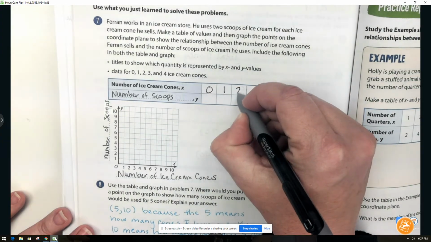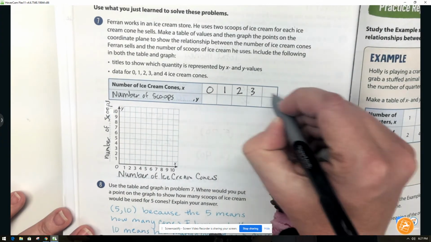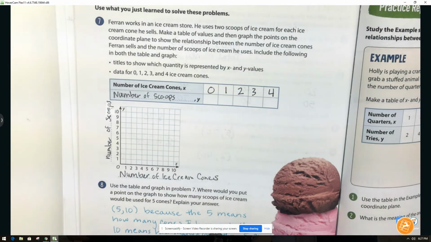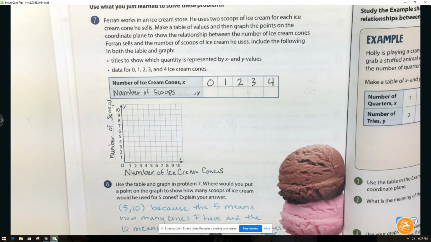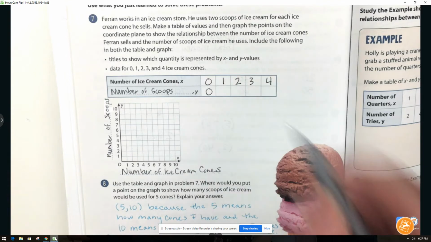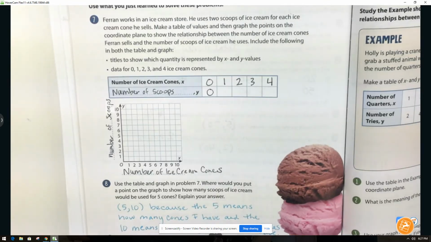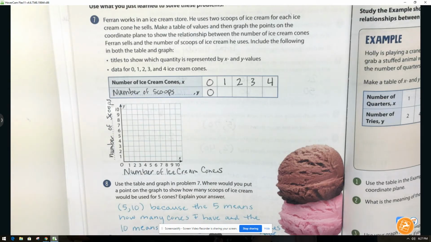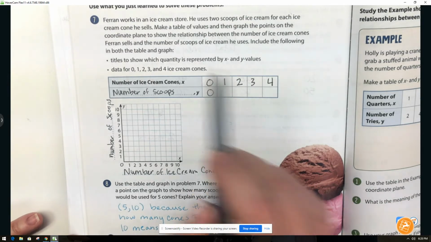Now they want us to do values for if we had 0 ice cream cones, 1 ice cream cone, 2 ice cream cones, 3 ice cream cones, and 4 ice cream cones. So if we had 0 ice cream cones, how many scoops of ice cream would we have? You're right, it's 0. We would have 0 scoops because we'd have 0 ice cream cones. Now, if we had 1 ice cream cone, how many scoops of ice cream would we need? Oh, I can't remember. Let's go back to the problem and see what it said.